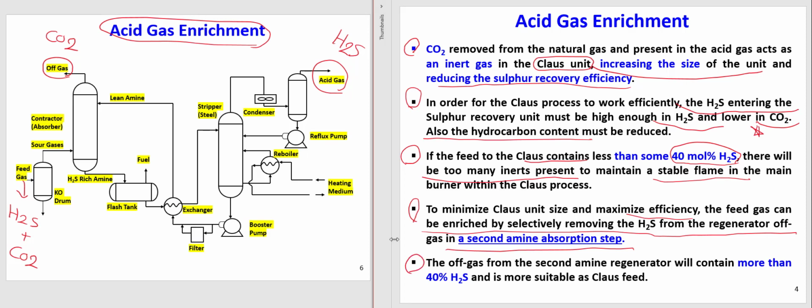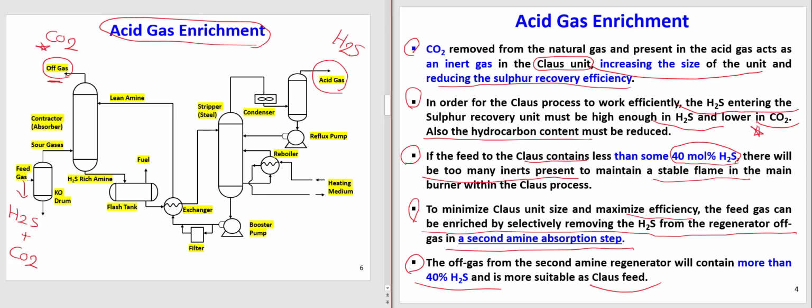The off gas from the second amine regenerator will contain more than 40 mole% of H2S, which is suitable for the Claus process. So now we have two off gas streams. This is your first off gas that has majority CO2. You have another stream that has majority H2S. So this stream that is pure in H2S is a good feed for the Claus process or for the sulfur recovery unit.